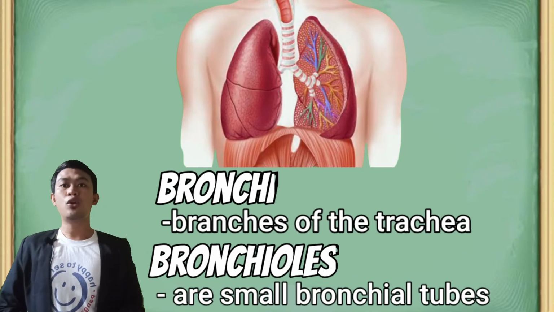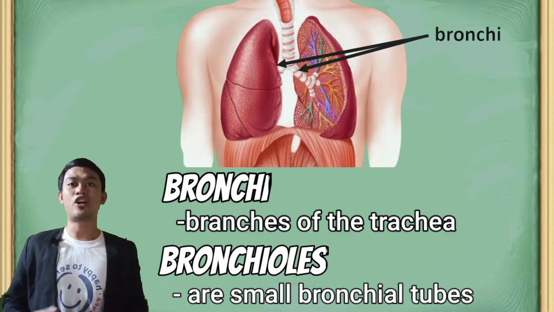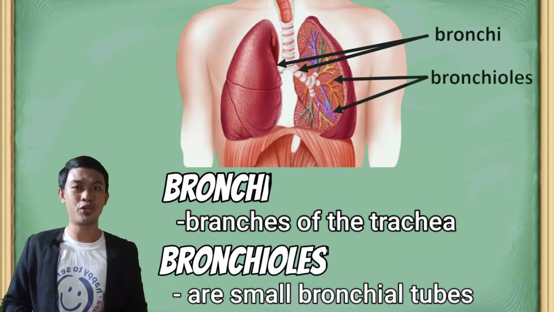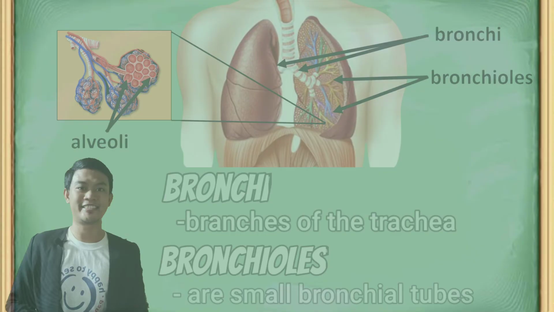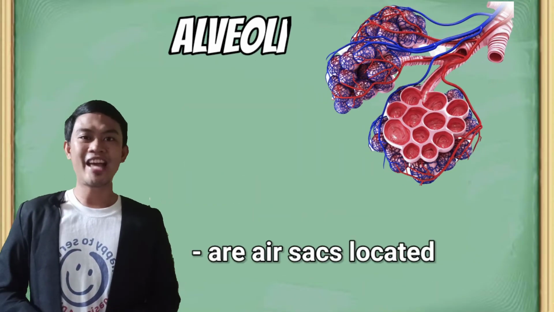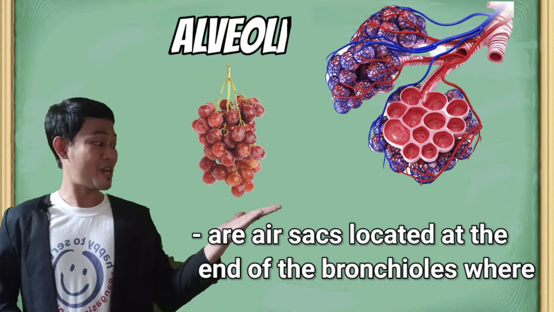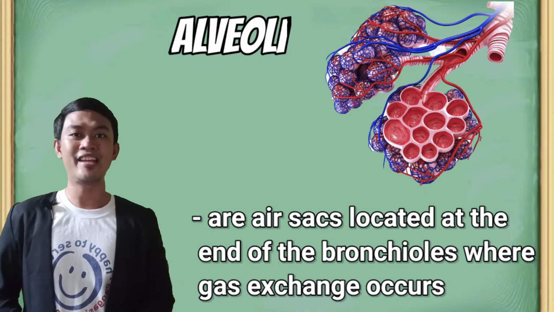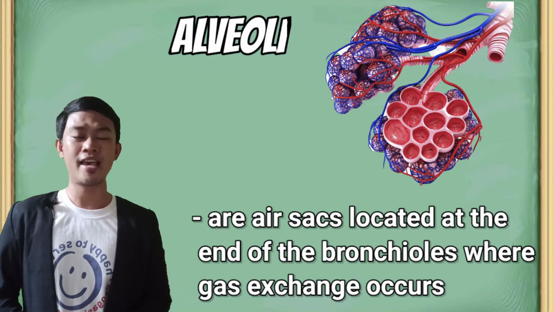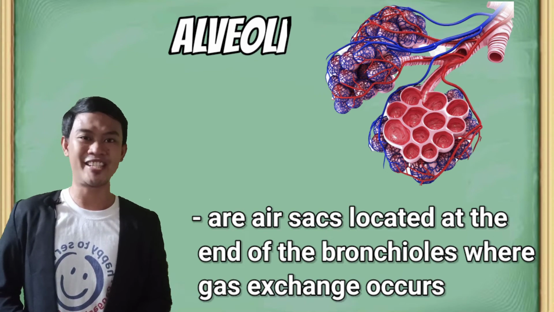The air now flows to the bronchi. These are branches that split from the trachea and merge into smaller tubes called bronchioles, which eventually deliver air to alveoli. The alveoli now are air sacs like grapes, located at the end of the bronchioles and are surrounded by blood capillaries where gas exchange occurs.